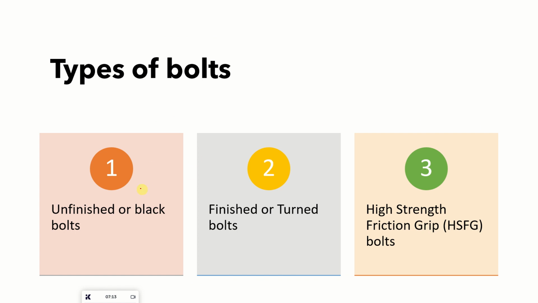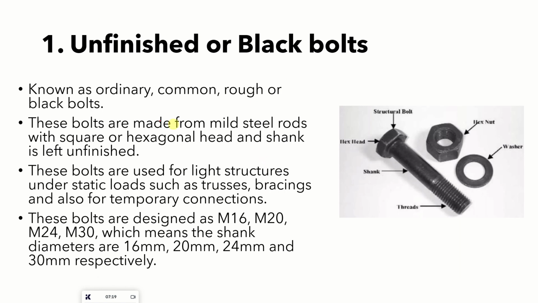Types of bolts, let us see: unfinished or black bolts, finished or turned bolts, and high strength friction grip bolts. Unfinished indicates that the shank is left unfinished. The heads may be square or hexagonal. These bolts are made from mild steel rods. These are ordinary, common, and rough. These are also known as black bolts. These are used for light structures under static loads such as trusses, bracings, and also for temporary connections.